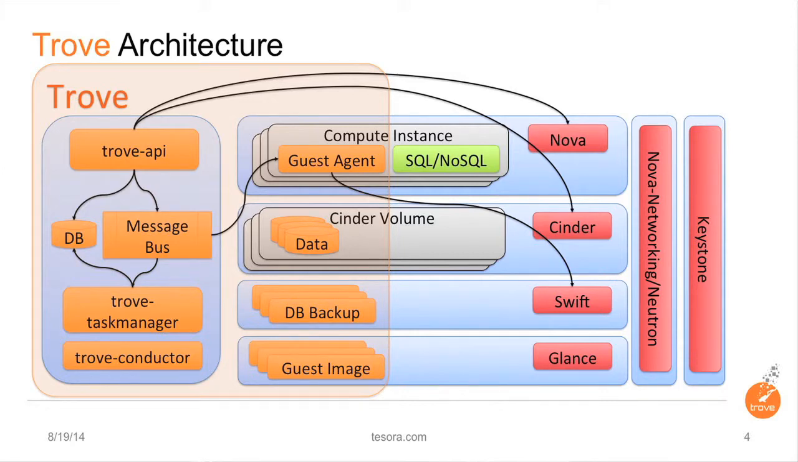And that communication between the guest image and the rest of the Trove system happens through this Trove conductor component that basically is responsible for relaying messages between the Trove guest and the Trove task manager.